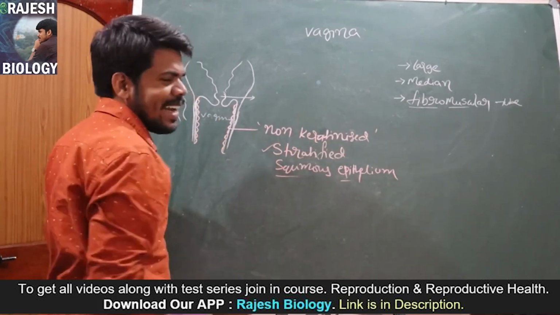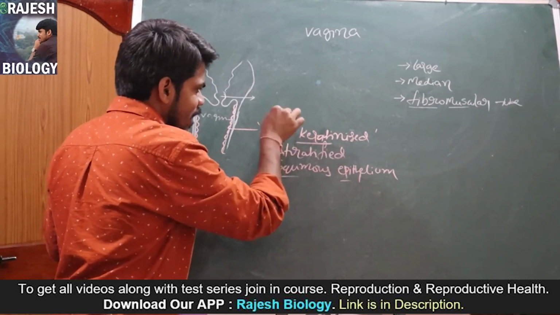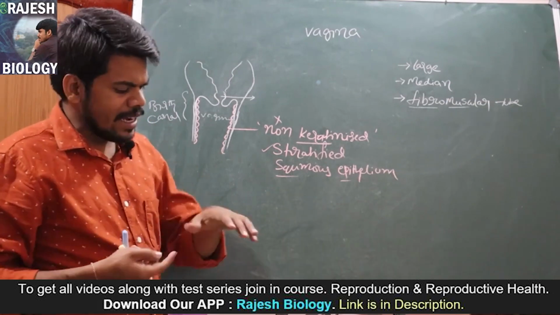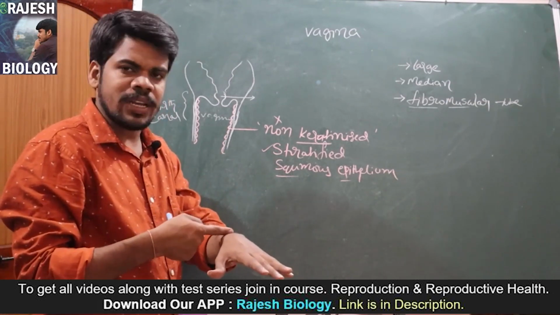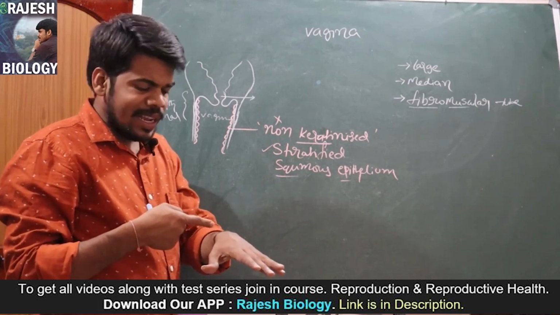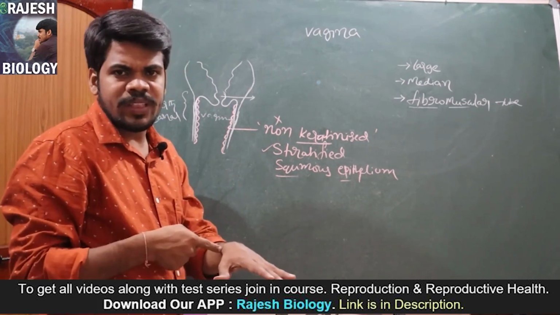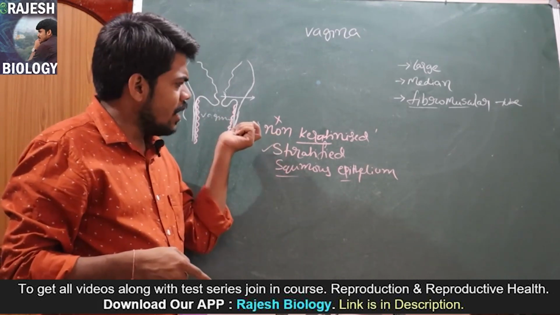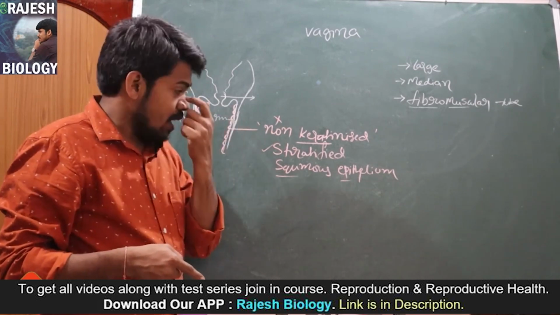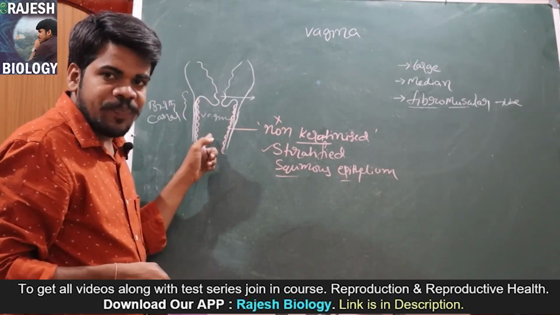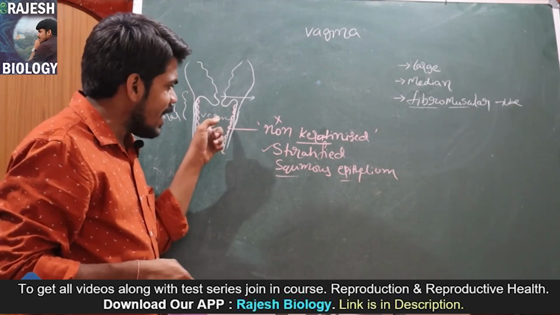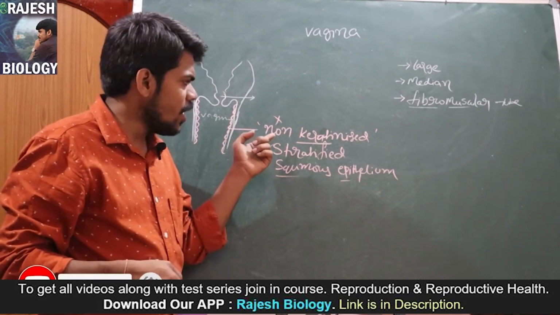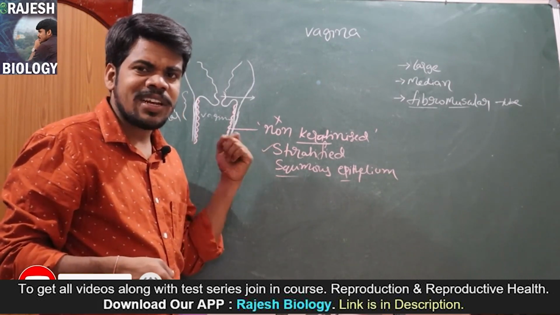What about non-keratinized? Keratin is absent. What is the main function of keratin? Keratin is present in our outer skin and it protects our body. Keratin is a strong protein, and it makes the skin dry. That's why here keratin is absent. If keratin is present, the epithelium fails to secrete mucus; if keratin is absent, mucus is secreted.